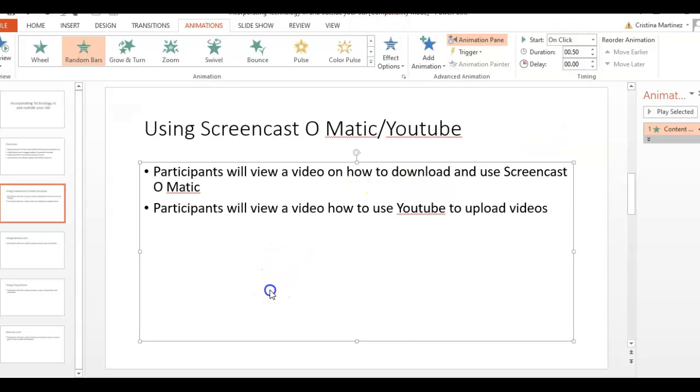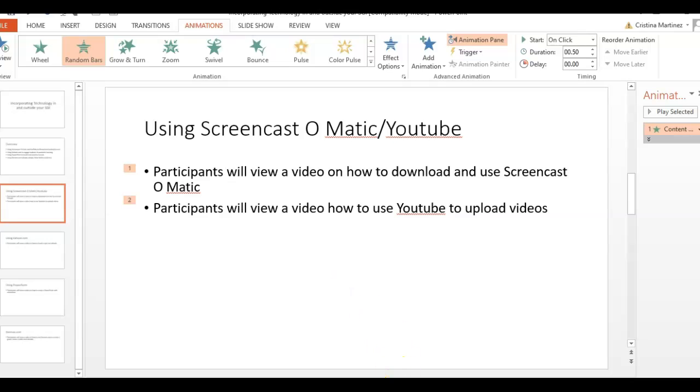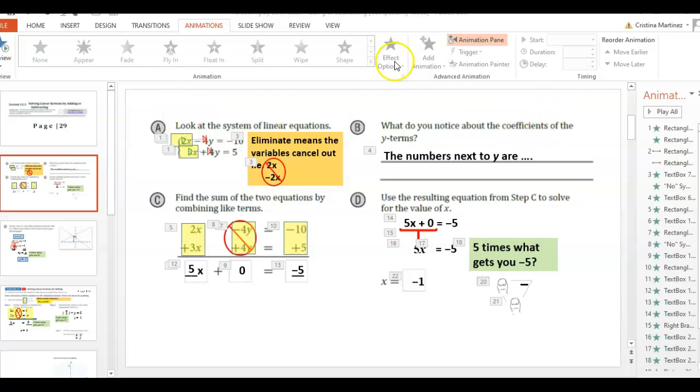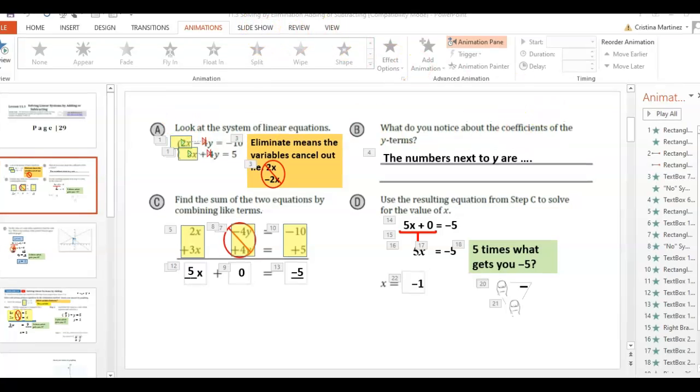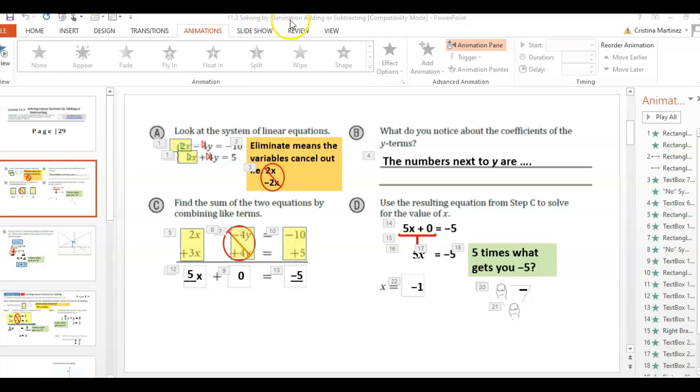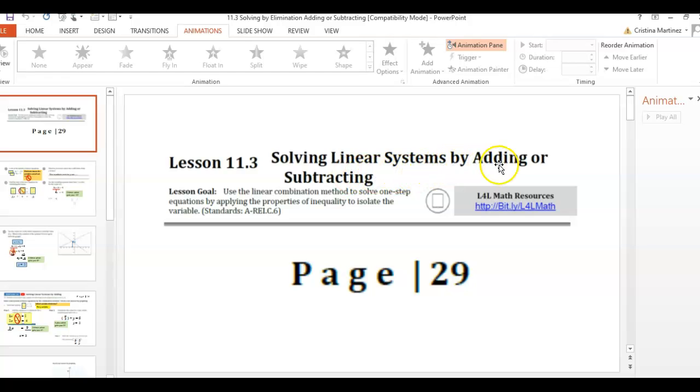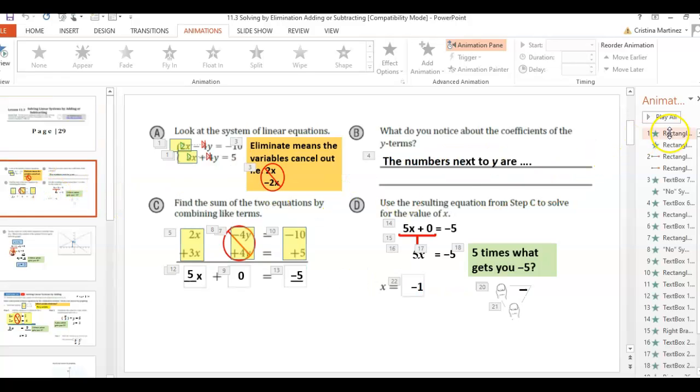Now, as far as the math ones, which are a little bit more involved, I'll show you one of the ones I was working on just recently. This particular slideshow for 11.3 is solving by elimination by adding or subtracting. As you can see, the animations are way more involved. I actually have some movement and exit animations just to show you you can do a lot with this. It's not just about exiting and entering, but also guiding students' attention.